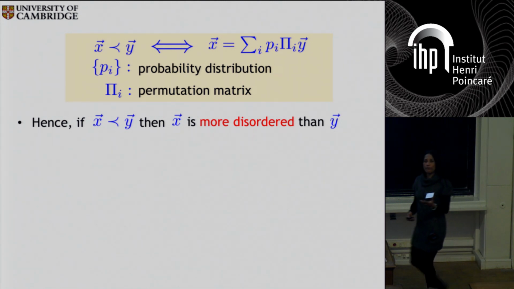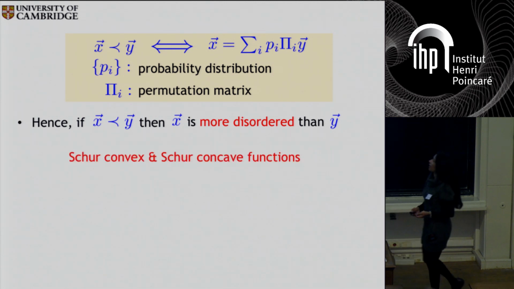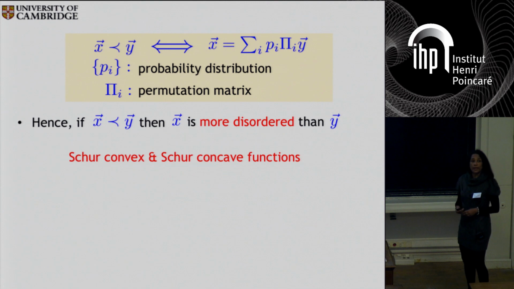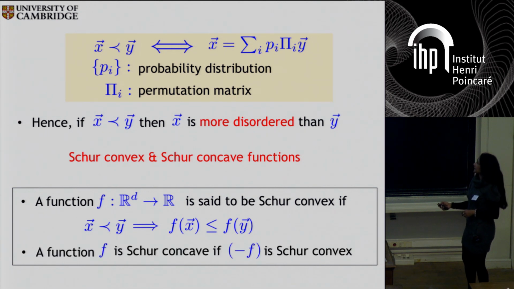A particular class of functions of particular relevance in majorization theory are the Schur convex and Schur concave functions. Just to recall, a function f from R^d to R is said to be Schur convex if it preserves this ordering: x majorized by y implies f(x) is less than or equal to f(y). And it is Schur concave if minus f is Schur convex.